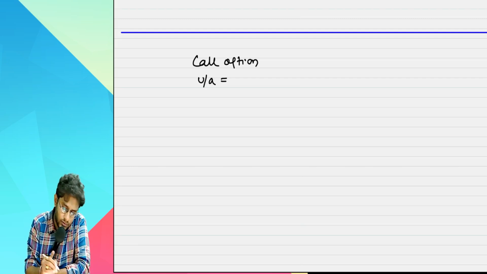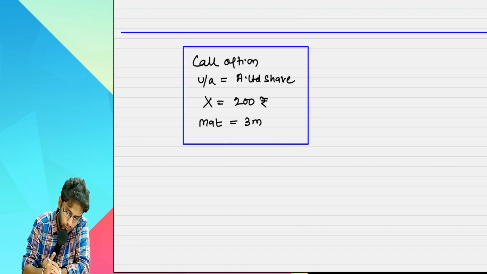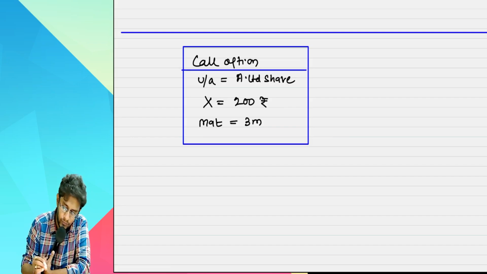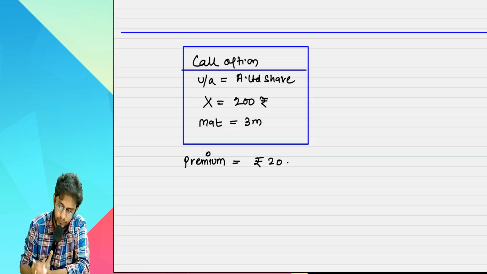Sir, there is a call option. The underlying asset, let us say, is A Limited share. Strike price is 200. Maturity is 3 months from today. Lot size is an irrelevant value. Now, the option premium today is rupees 20. I give you the interest rate as 12% per annum.